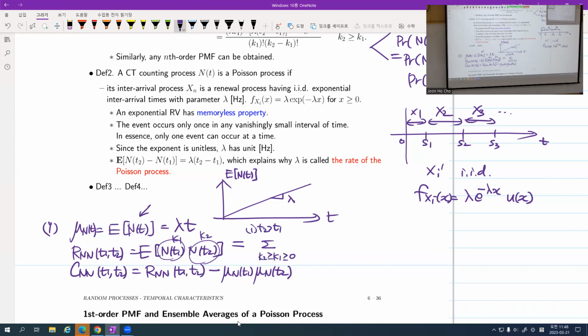double summation, actually, this is a double summation with respect to k1 and k2. But since we assumed t2 is greater than t1, k2 must be greater than or equal to k1, right? And then here go two parameters, and we must multiply what? N of t1 equals k1, and N of t2 equals k2. What is that? The second-order probability mass function of the random process N of t. We've just calculated that above, right?